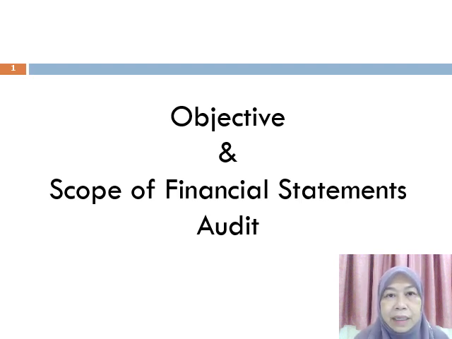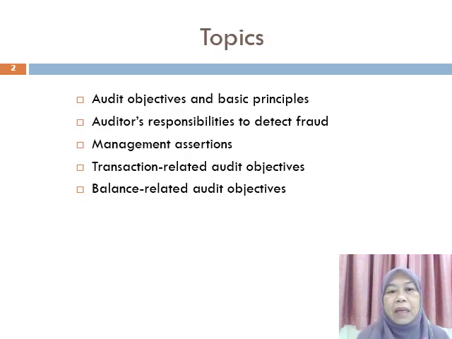Okay, this is actually the second part of the presentation that relates to the objective and the scope of the financial statements audit. To inform you, this is the topic for the first audit paper of the degree level program. Let's continue. In the first video, I have actually explained to you about the audit objectives and the auditor's responsibility. In this presentation, I'm going to discuss management assertion and the transaction related as well as the balance related audit objective.